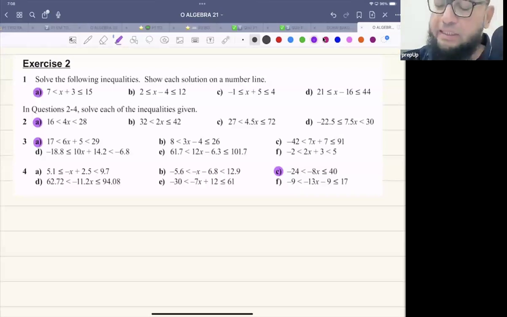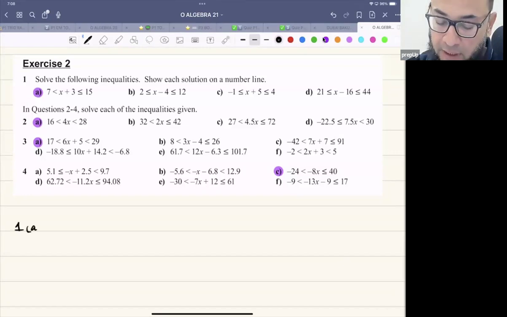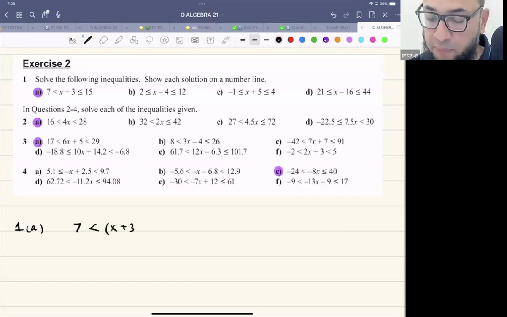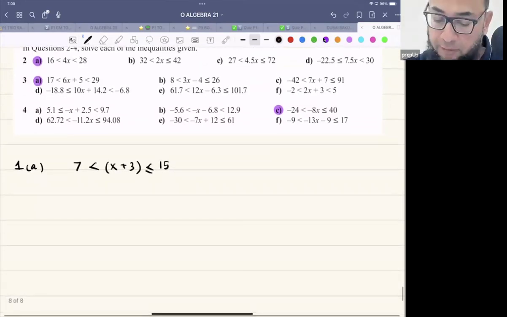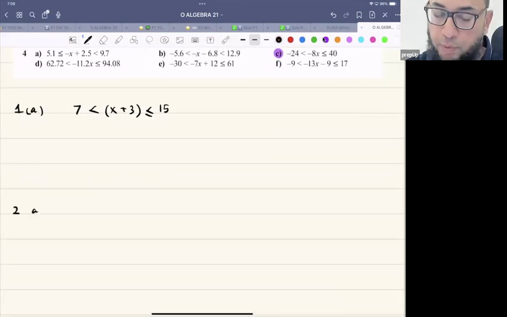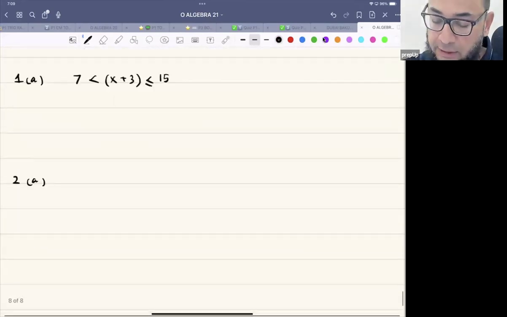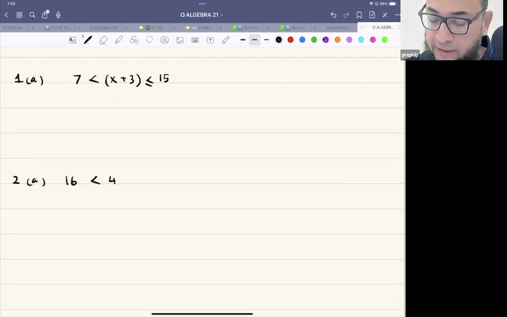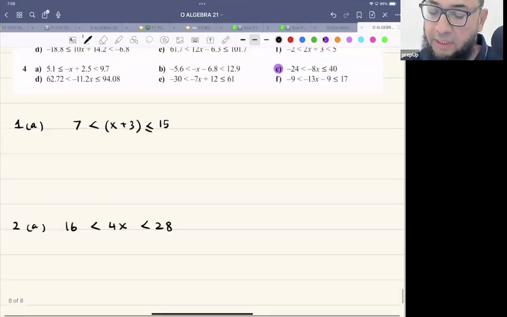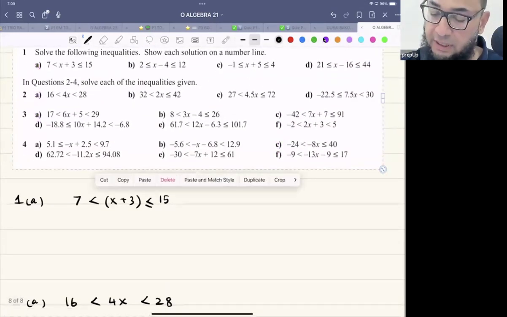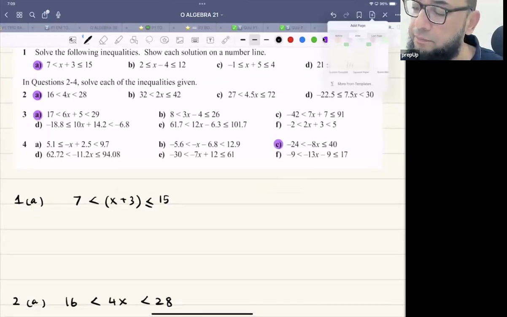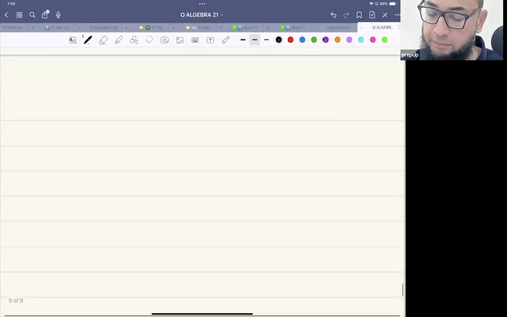So now let's look at the solution of all these shaded questions. So question number 1, part A, let me write it down. 7x plus 3, I can even put a bracket, less than or equal to 15. Then question number 2, part A, that is 16 and 28 and 4x. 16, 4x and 28. And then let me copy this thing on the next page. So that is easier.